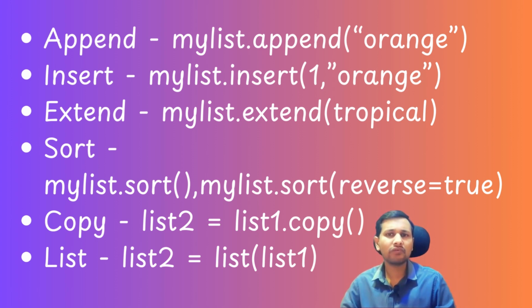We have sort: mylist.sort is used to sort the list. We can reverse it, and we can even sort based on a function. When we assign list 1 equal to list 2, that is not a proper copy, because the reference is copied, which means a change in list 2 will also be reflected in list 1. So we use list1.copy() to make sure it is a real copy of list 1. We can also use the list function to convert an array into a list.